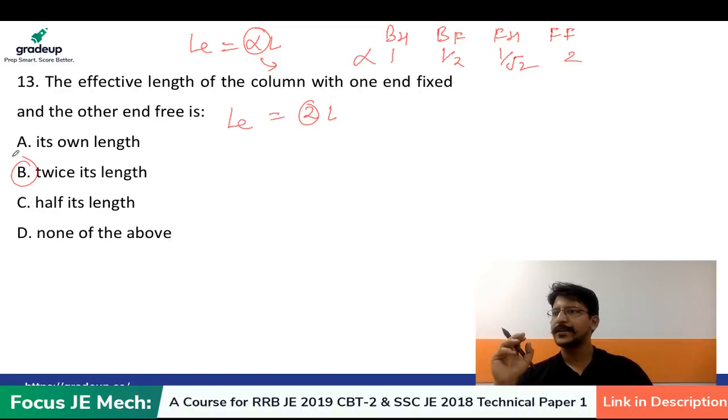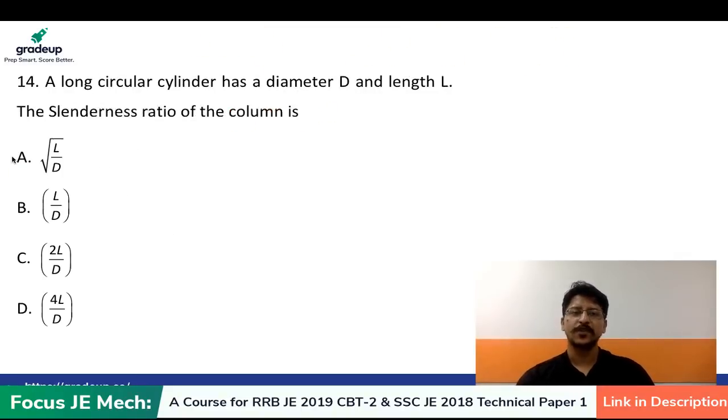Okay, is it correct? So B is the correct answer for this one. Now moving on to the next problem, the second last problem of the day. It says a long circular cylinder has the diameter D, and it is having the length L. So the slenderness ratio of the column is.